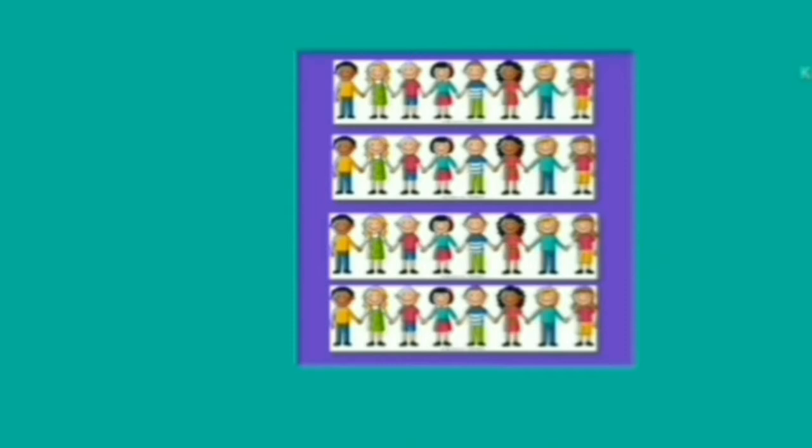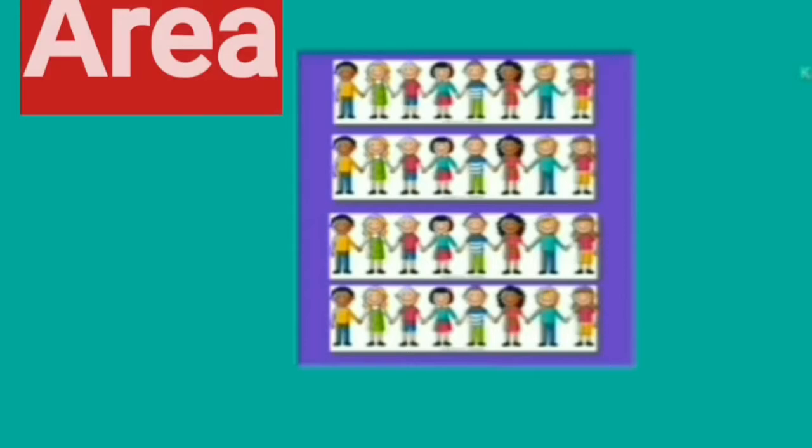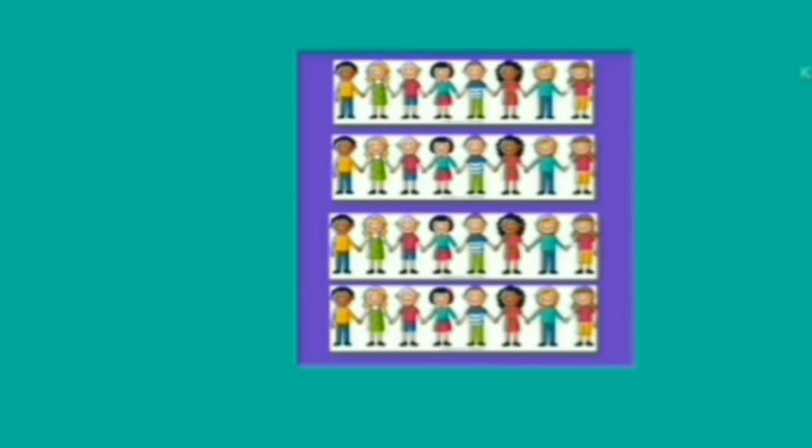She told them to stand on the surface of the square. They stood in this way. Now the surface where they are standing is the area of that figure. Students, the length of the four sides along which the students were standing shows the perimeter of the square, and the surface of the square on which the students were standing shows the area of the square.